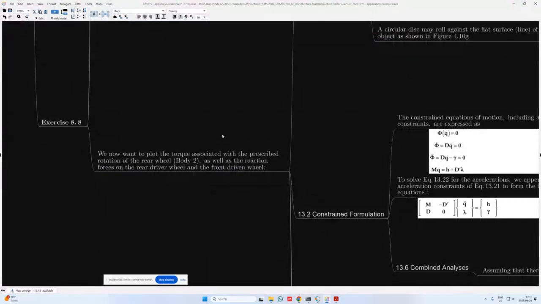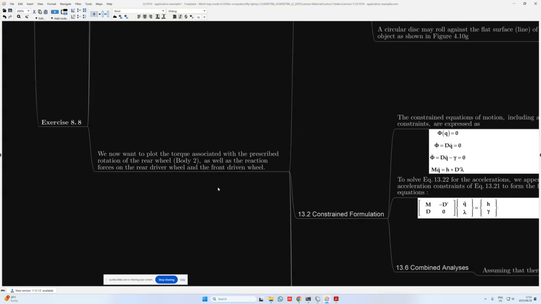Okay, so now we can jump into looking at plotting the torque associated with the prescribed rotation of the rear wheel. Remember that we now specified a relative rotation driver on the system. Its corresponding Lagrange multiplier is therefore a reaction torque that is being applied on body 2. We also want to look at the reaction forces on the rear driver wheel and the front driven wheel.